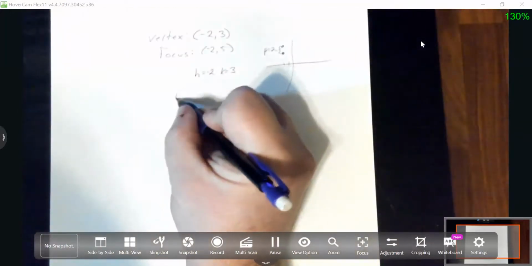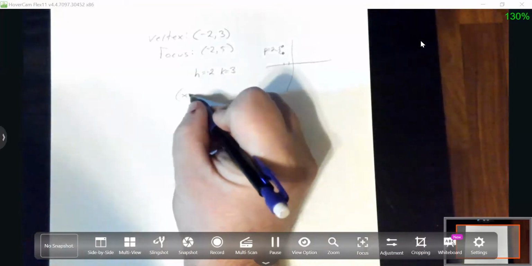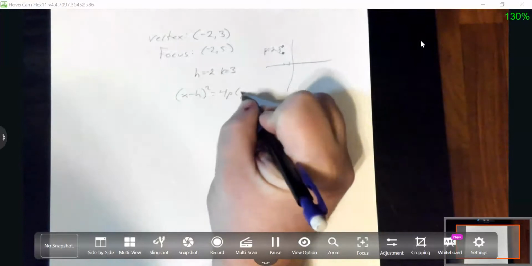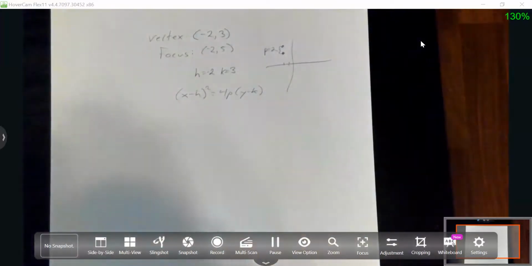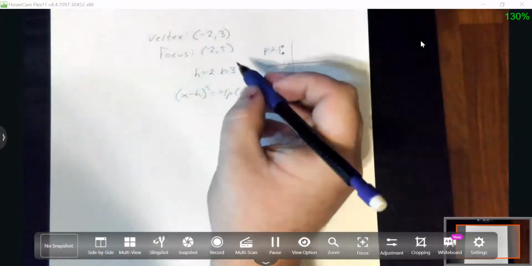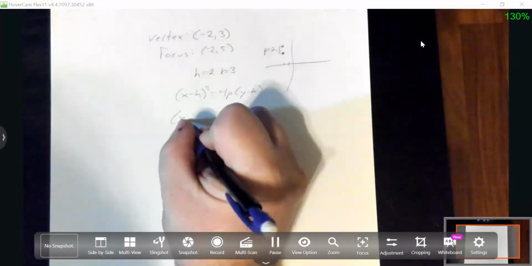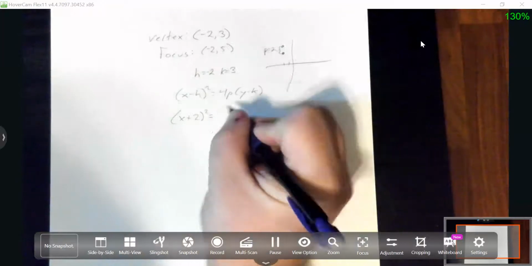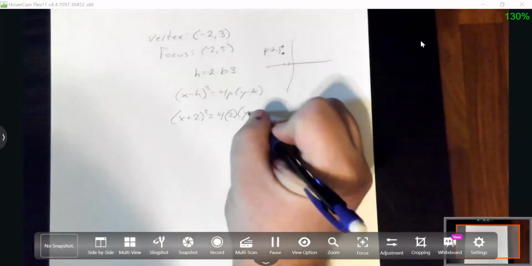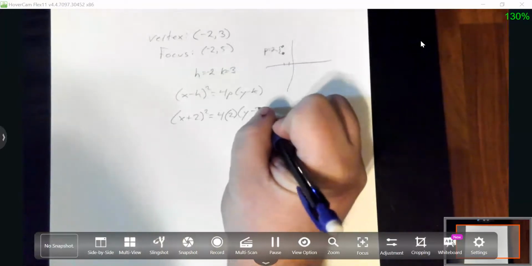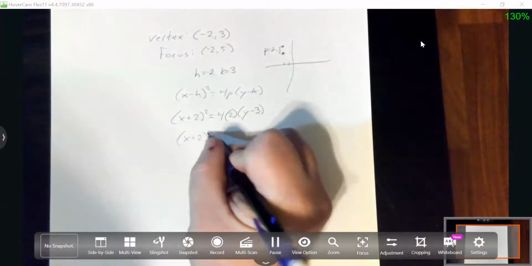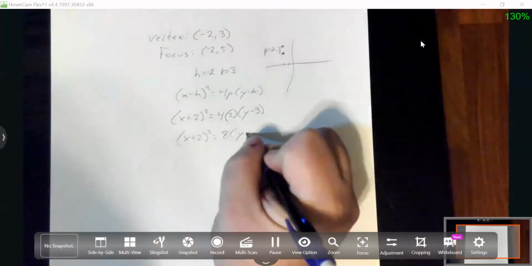So remember, our basic version is (x - h)² = 4p(y - k). Now I can plug in each piece of information. So we get (x + 2)² has to equal 4 times my p-value of 2 times (y - k), which is 3. And we can then just simplify a little bit, and we get 8(y - 3).